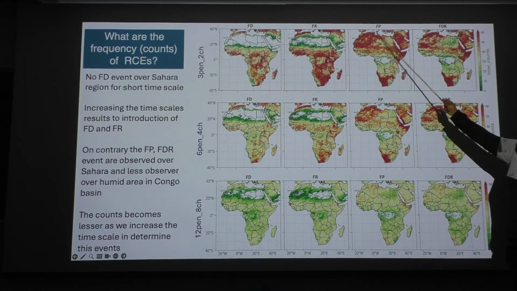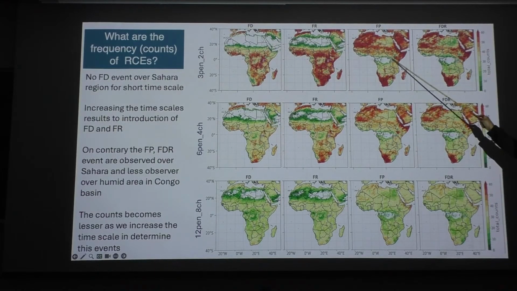So there is a lot of activity over West Sahara, over the semi-arid area in Somalia going to Ethiopia, and over the Kalahari Desert, where there is a lot of dryness and a lot of pluvials. It is opposite for flash drought, where we are coming from wet states. We see the same thing over the west of the Saharan region, over the greater Horn of Africa, and the southern region. As we go further in defining our time scale, we have the same system, but the intensity keeps on reducing.